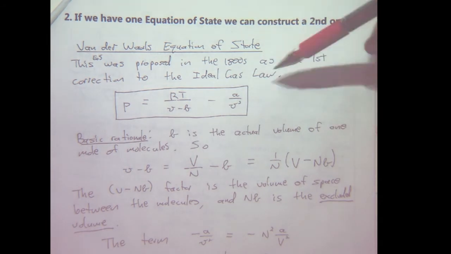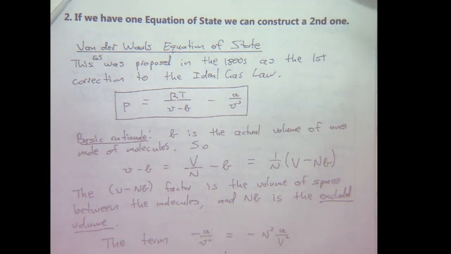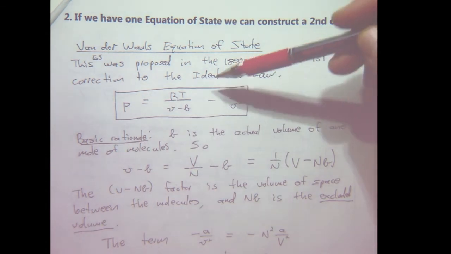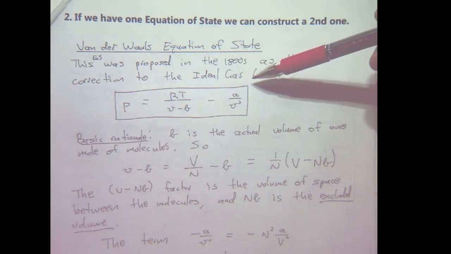And this was proposed in the early-ish 1800s, 1830, 1840, something like that, wasn't it? 1840, around about that. Maybe 1850. Someone can Google it and check it out. It's the first correction to the ideal gas law.